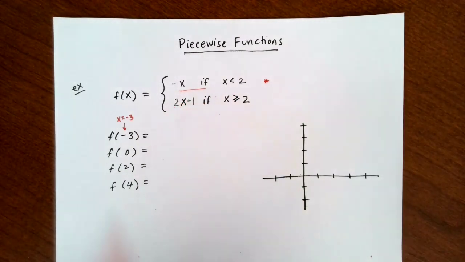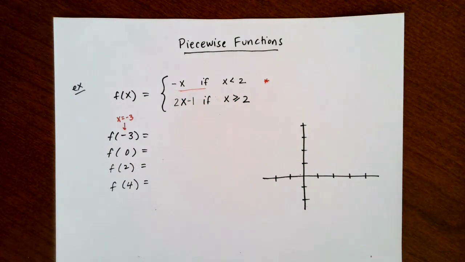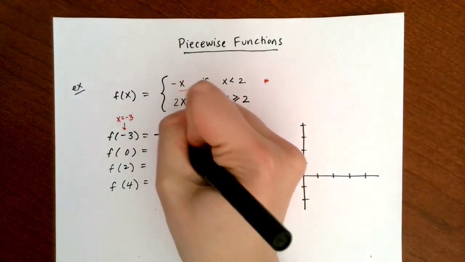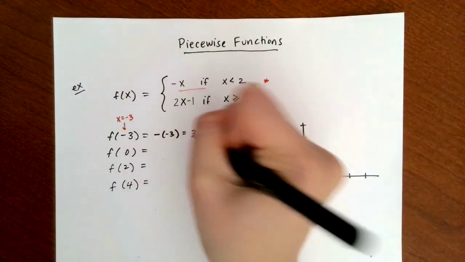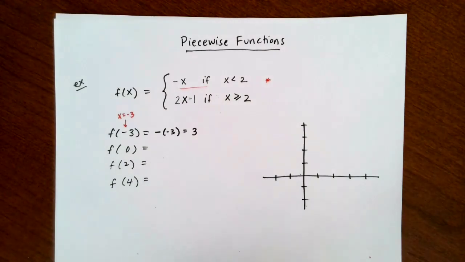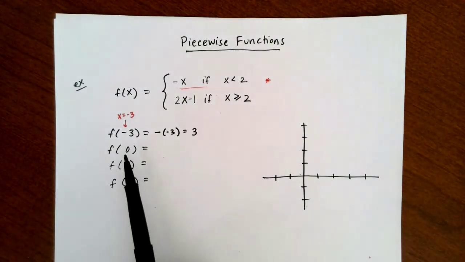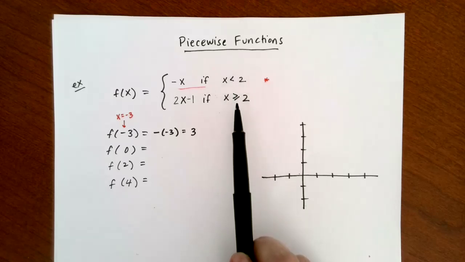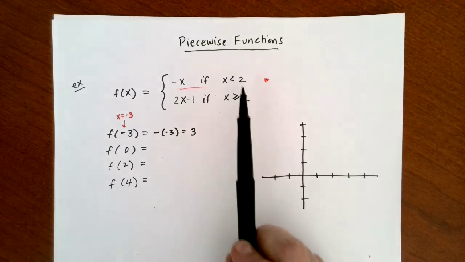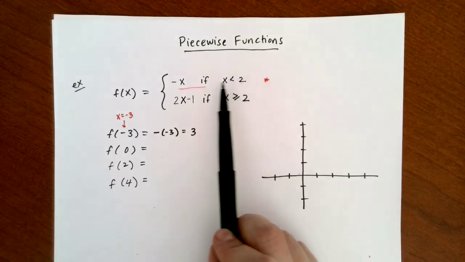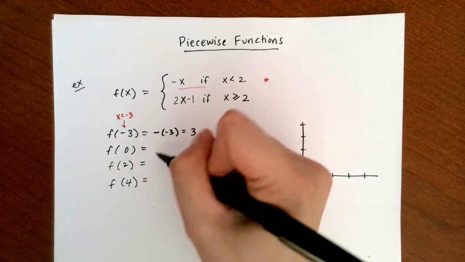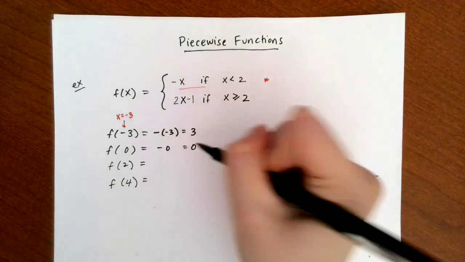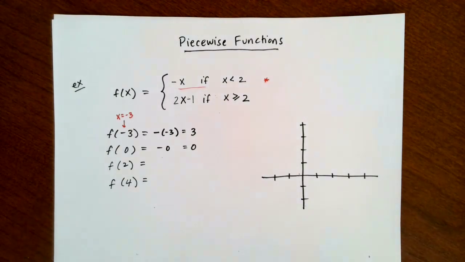So we'll have negative negative 3. So we get +3 as the output. Okay, we'll repeat the process for 0. Is 0 less than 2 or greater than or equal to 2? 0 is less than 2, so we're going to use this formula again. We get -0, which is just regular old 0.